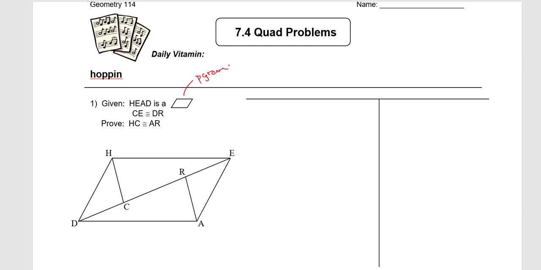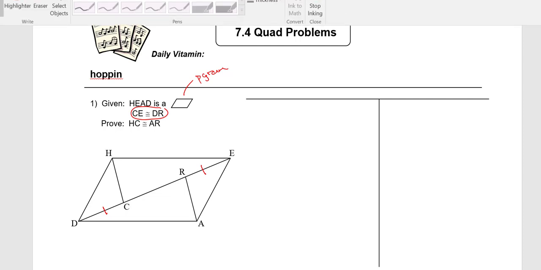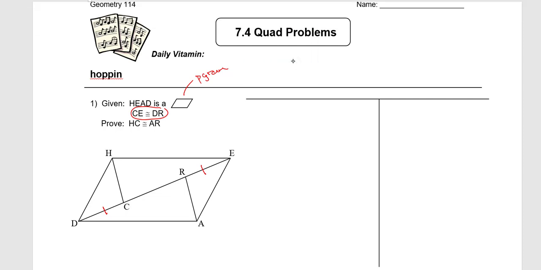And so you have the properties of a parallelogram in this big shape here, and then you know that CE is congruent to DR. So by subtraction, I know that, for example, this has got to be congruent to this. That's what I see when I see CE is congruent to DR. What I'm trying to prove here is that HC is congruent to AR.